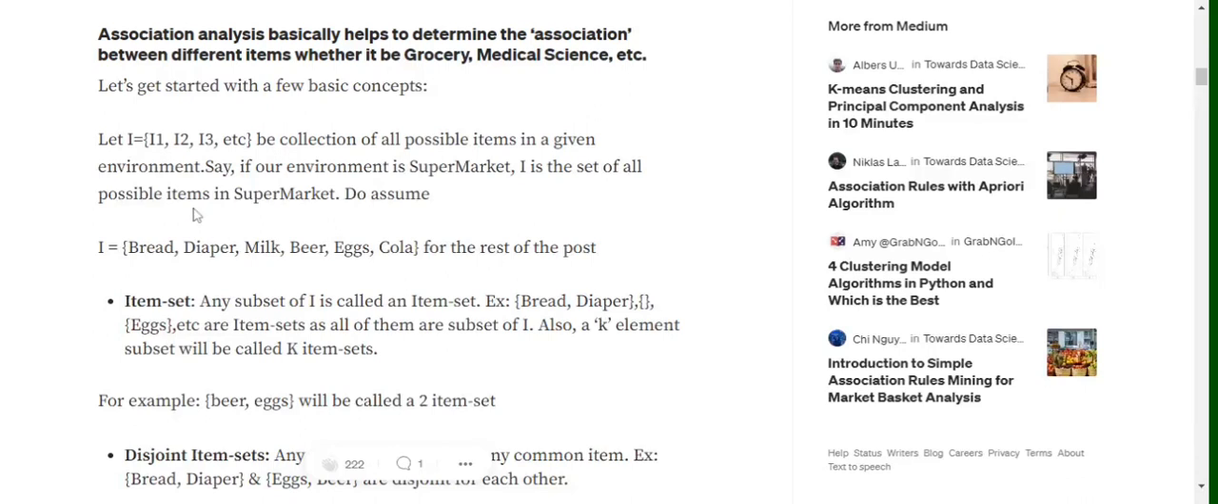So assume that we have a list of items present with us, that is bread, diaper, milk, beer, eggs, cola. Considering them as I. So what is an item set? These are a few terms that we will be discussing first before jumping on to the algorithm. An item set is a subset of I, that is the total number of items present. So, for example, if we have the total items as bread, diaper, milk, beer, eggs, cola, an item set can be bread, diaper, beer, milk, cola, etc. Any subset of the set I.